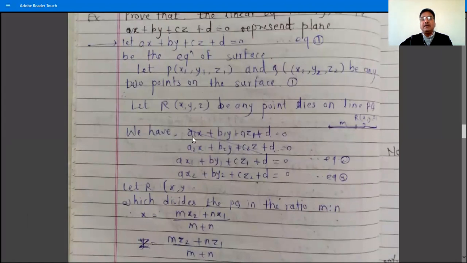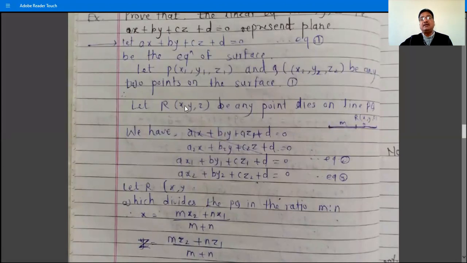That is, we have ax1 plus by1 plus cz1 plus d is equal to 0, equation number 2. After writing the statement that let P(x1, y1, z1) and Q(x2, y2, z2) be any points on the surface 1, write that therefore we have ax1 plus by1 plus cz1 plus d is equal to 0. That is, this point (x1, y1, z1) satisfies this equation. Also this point (x2, y2, z2) satisfies this equation. We have ax2 plus by2 plus cz2 plus d is equal to 0. So after writing this statement, write these two equations.